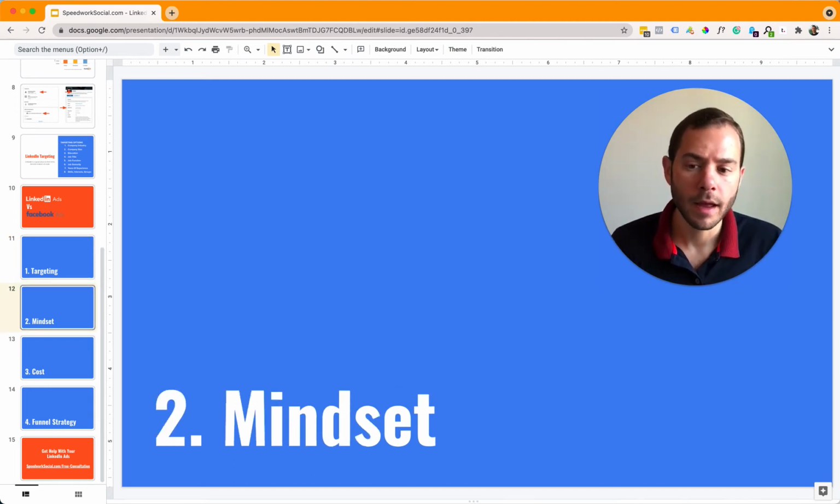Two is mindset, and we see this as a big difference in how people use the platform. Facebook tends to be a lot more scrolling around, reading up on your friends and family and seeing what they're up to, looking through pictures, maybe watching videos and stuff like that. People tend to be in a more relaxed mindset. They use it mostly after work.